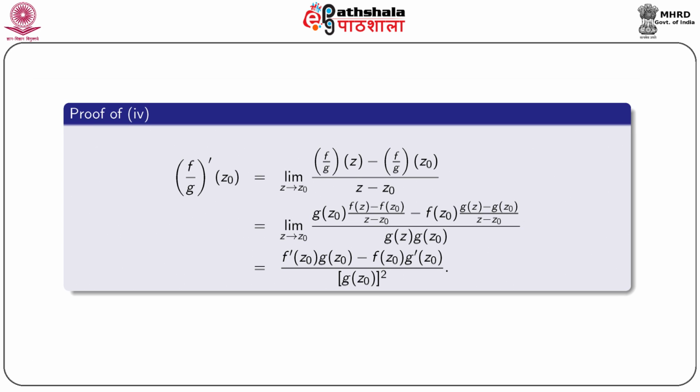So, number 4, the derivative of f by g at the point z0, this by definition we write as limit z tending to z0 of f by g of z minus f by g of z0 by z minus z0. By simple calculation, we write this as limit z tending to z0 of g z0 into f z minus f z0 by z minus z0 minus f of z0 into g z minus g z0 by z minus z0, by g of z into g of z0, and which is equal to f dash z0 into g of z0 minus f of z0 into g dash z0 by g z0 square.